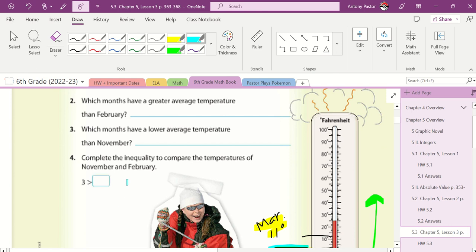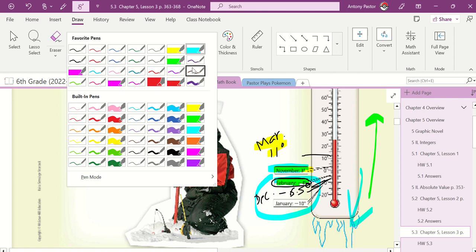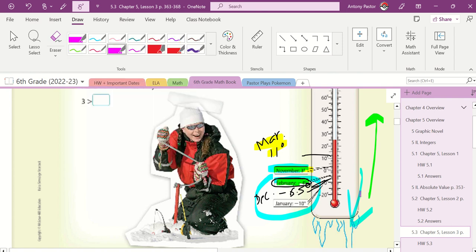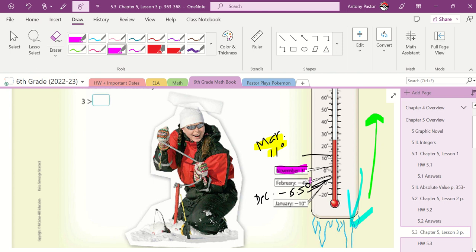Complete the inequality to compare the temperatures of November and February. So I'm going to do a different color highlighter here. Let's go ahead and erase November so we can highlight it a different color. So November, and they said February, right? November and February.